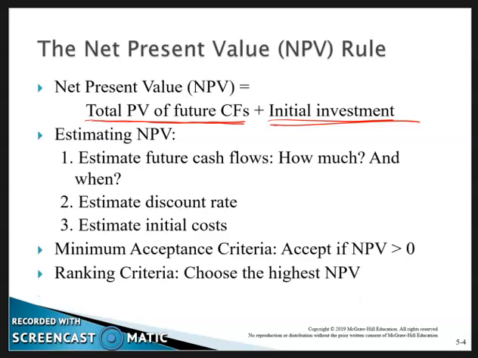Ranking criteria. So if we have projects that are mutually exclusive, say we have to pick one, or conceivably you could have to pick 2 out of 5 potential projects, you would rank those and choose the highest net present value.